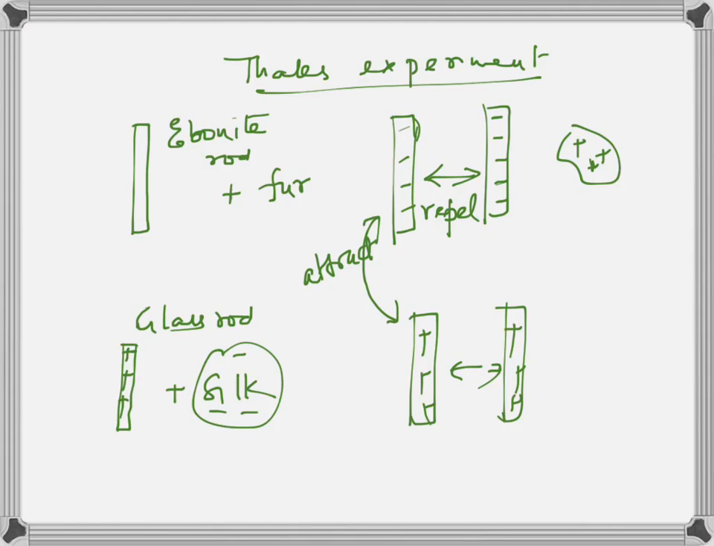This is the process of charging by friction. When you rub two bodies, because of friction, electrons go from one object to another object. So this is the process of charging by friction. There is another process of charging which is called charging by induction. So you can charge a body using two ways. One is charging by friction, the other is charging by induction.